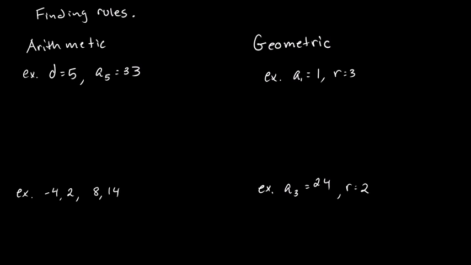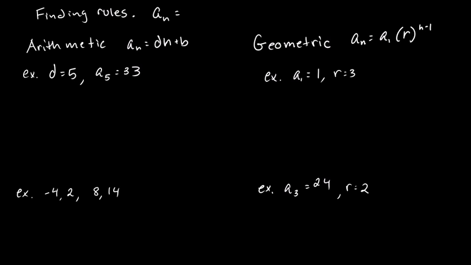Another big idea is to find your rules, so finding an a sub n. For arithmetic, our a sub n, I gave you a different formula than they gave you in the book. However, it will work out the exact same way: dn plus b. And for geometric, I do use the formula that's in the book, a sub 1 times r to the n minus first power. So the big idea here is plugging in the information that you are given in order to find a missing piece so that you can get your rule.